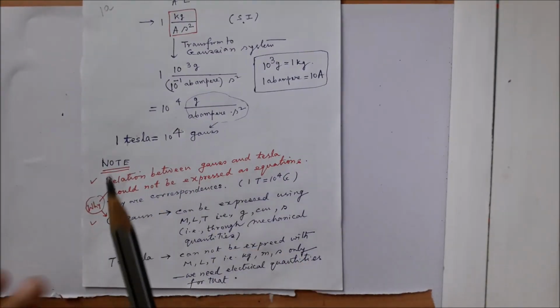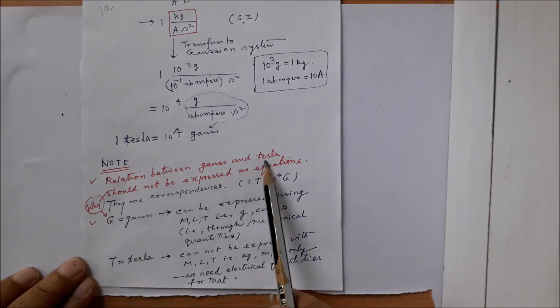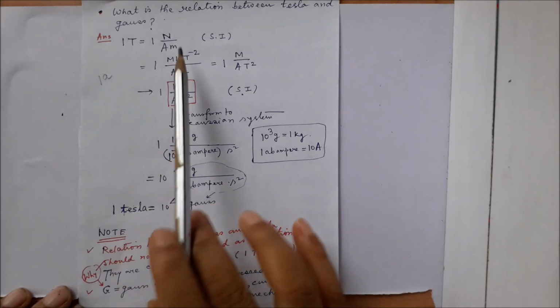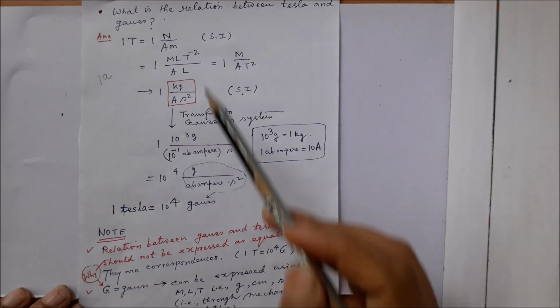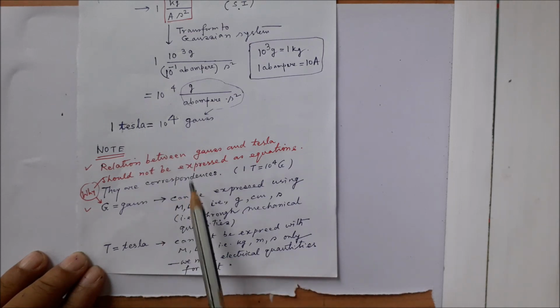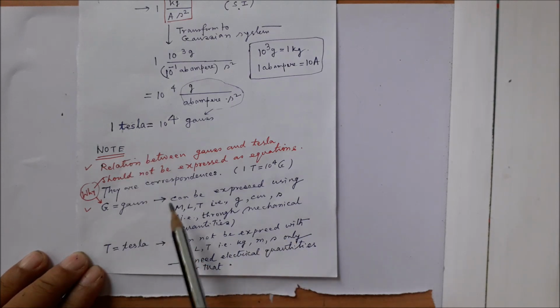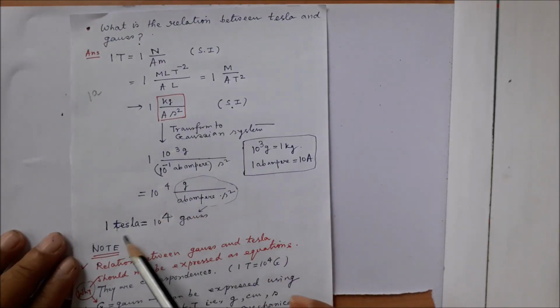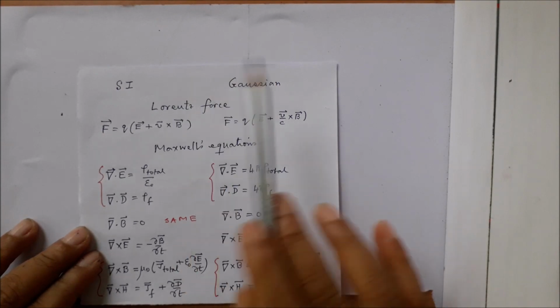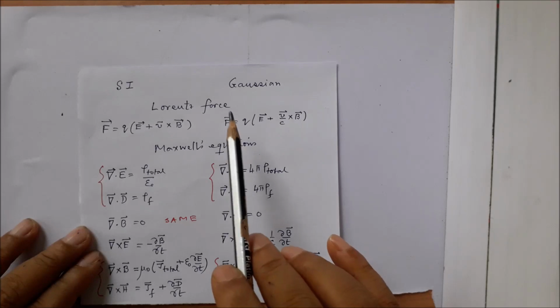Now let us point out certain things. The relation between Gauss and Tesla should not be expressed as equations. Here the manner we did appears that we have used some equation, put this for that, and ended up with an answer, and this technique is not really proper, because Tesla and Gauss are mere correspondences. Gauss can be expressed using only mechanical quantities, while Tesla cannot be expressed through mechanical quantities only. We have to bring electrical quantities into the discussion, otherwise you cannot define Tesla. So this means this way of obtaining some relation is not justified. We will come soon to the most disturbing as well as funny side of Gaussian unit, which I feel is the reason for its unpopularity.